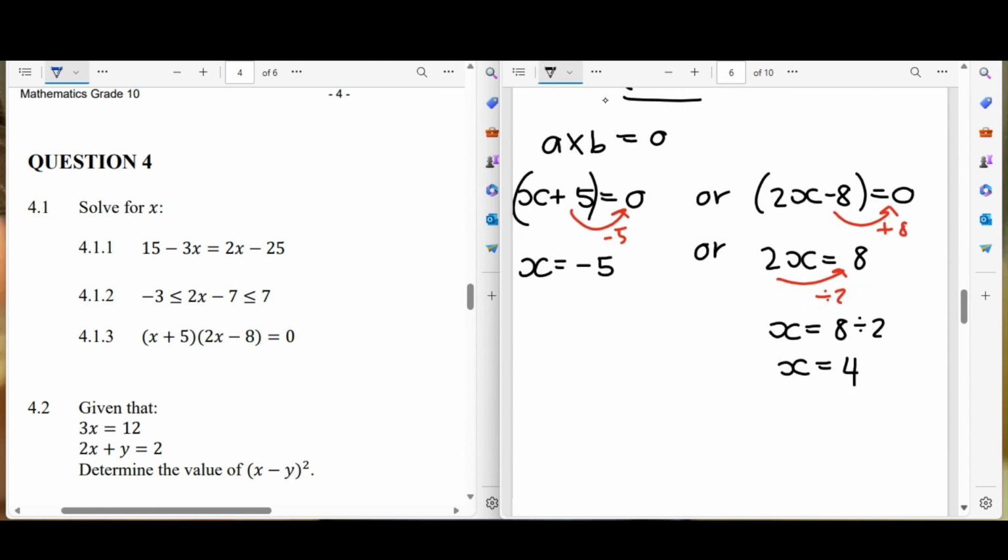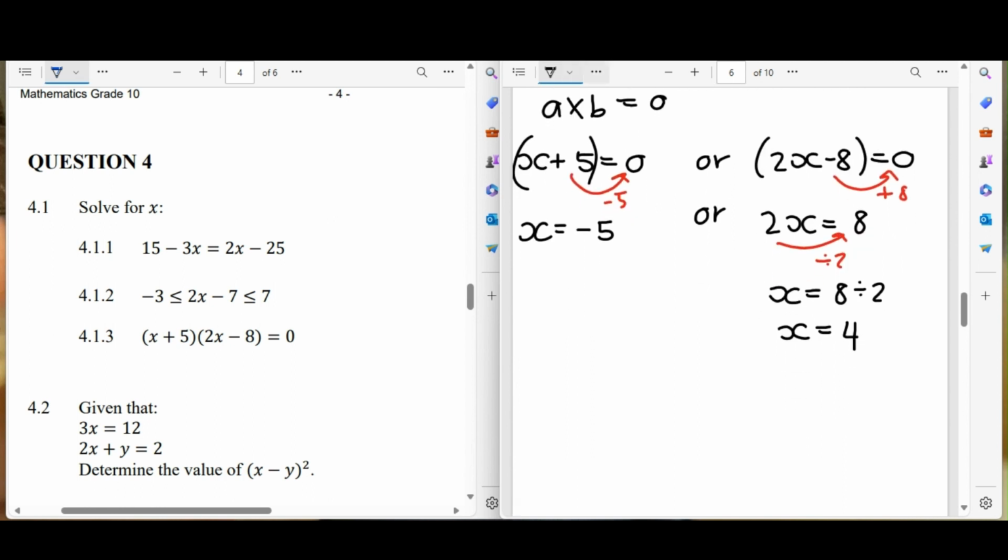And those are your answers. So it's a bit strange that you do get two answers, but this is exactly what they want. So either x is equal to minus 5 or x is equal to 4.